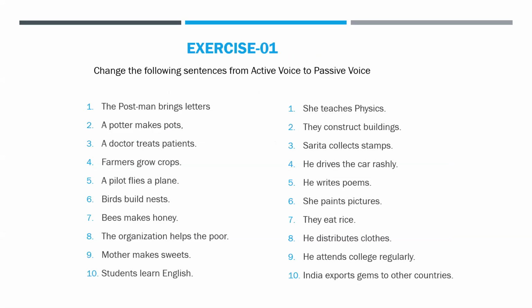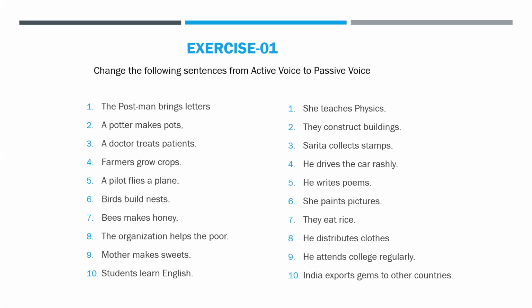So the first one, the postman brings letters. So here, the postman is your subject, brings is your verb, and letters is the object. So change it to passive, start it with letters, and brings changes to V3. So what is the V3 form? Brought. Letters, and before that, what should you use? Because this is in the present, letters are plural. So letters are brought by the postman. Okay, so same way you have to go on transforming all these sentences so that you have sufficient practice to remember and do it well.